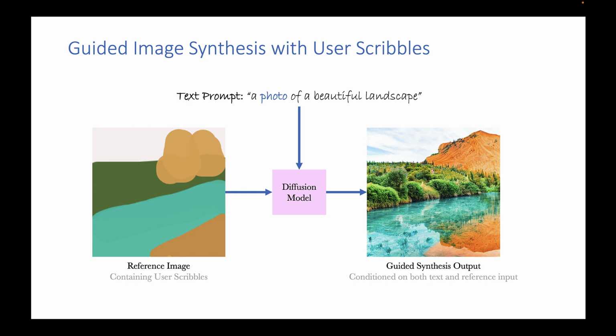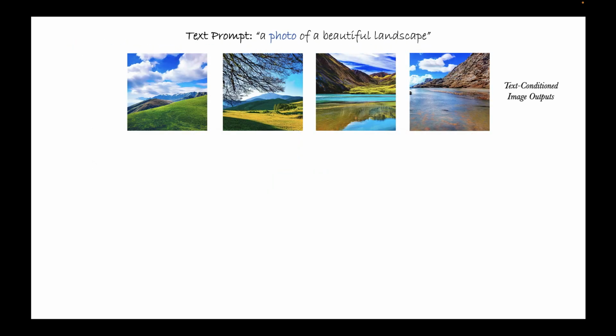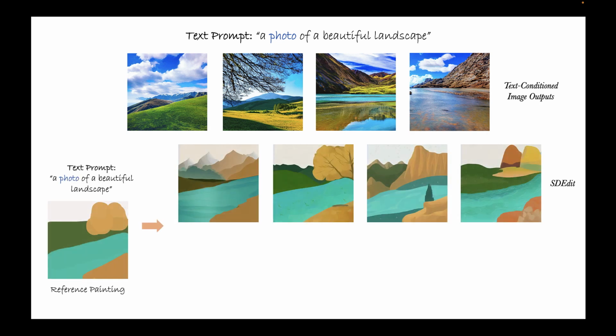the generated image outputs. For instance, let's say a user is trying to generate a photo of a beautiful landscape. Then typical text condition image outputs correspond to realistic photos of beautiful landscapes. However, when providing an additional reference input, we see that prior works typically lead to outputs which are less detailed and resemble simple pictorial arts instead of realistic photos.